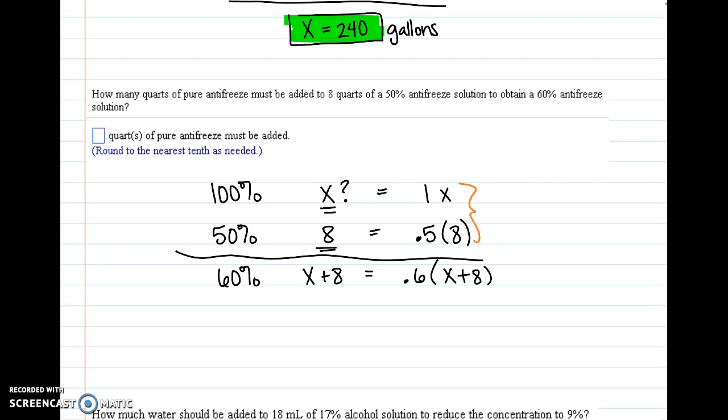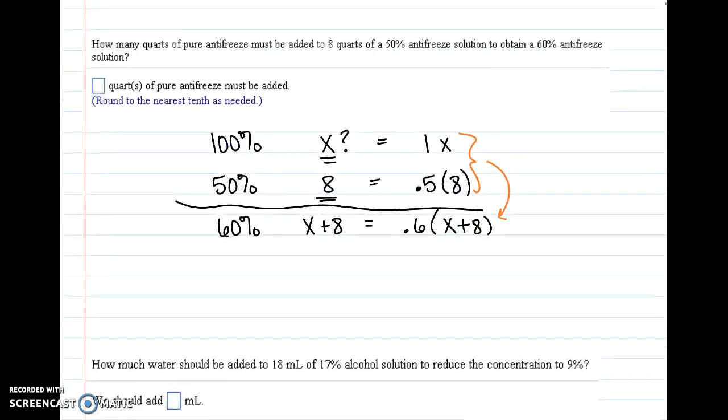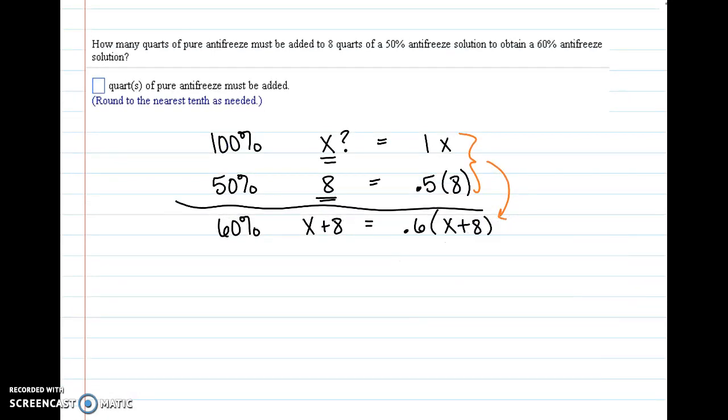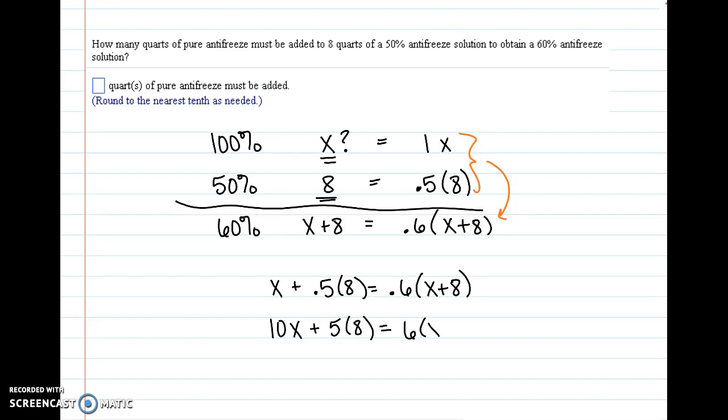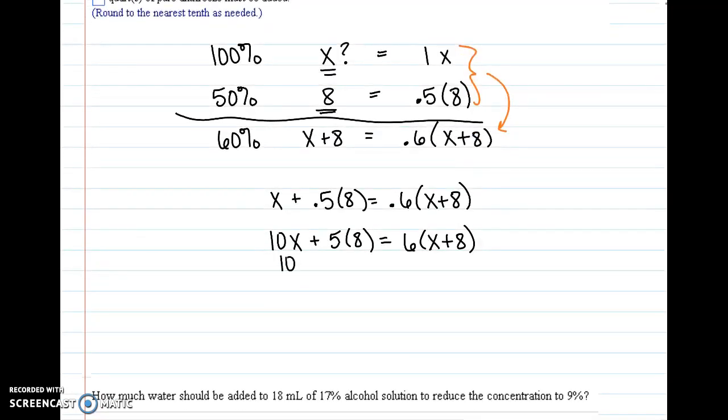I want these 2 things that I have added together to equal the desired concentration that I'm looking for. So I have 1X plus 0.5 times 8 equals 0.6 times X plus 8. And let's just say we don't love the decimals. Let's multiply everything by 10. 10X plus 5 times 8 equals 6 times X plus 8. Okay, so we don't have to deal with the decimals.